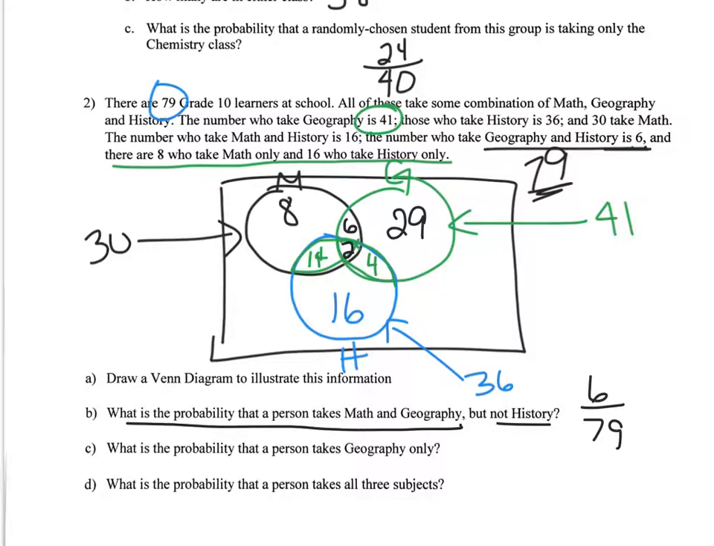Takes geography only? We got 29 on that, so 29 out of 79. Takes all 3 subjects? That's only 2 out of 79. So once you have the Venn diagram, it's pretty straightforward. This one's somewhat complicated, but fun.